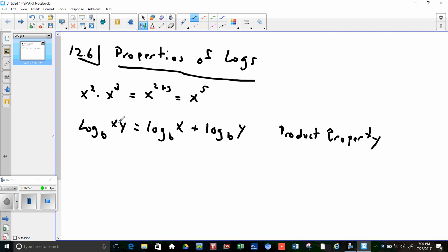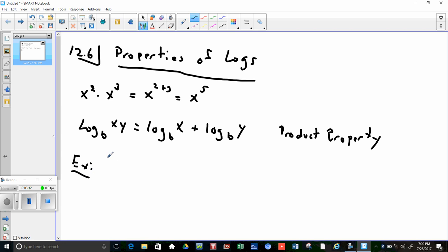So basically the idea is if you have two things in the argument being multiplied together, you can split them into separate logs through addition. That's what's called the product property. We're also going to have to know how to go backwards, so that if you have two things written like this with the same base and you're adding them, you can condense them into one log. We'll go through some problems where we have to do both of those things. All right, so let's do a couple of examples.